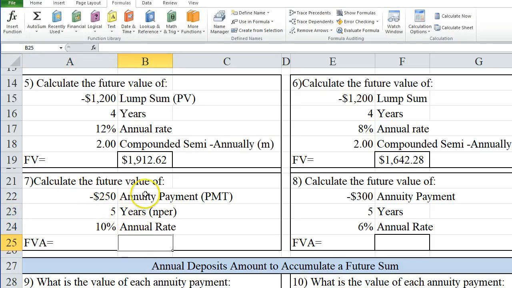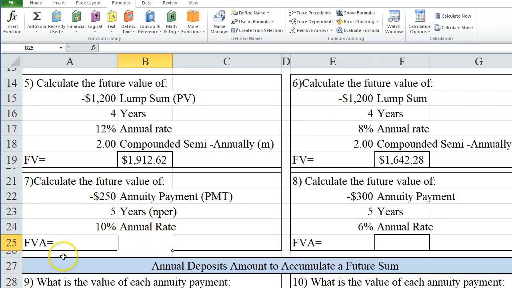So calculate the future value of an annuity, $250 annuity payment for 5 years at 10%. So an annuity payment is something that reoccurs. So there's going to be a $250 payment every year for 5 years, and it's going to grow. So think of investing $250 a year every year for 5 years, and you're earning interest on that money. So it's going to grow to an amount much larger than $250.